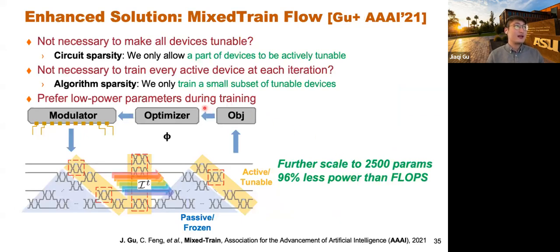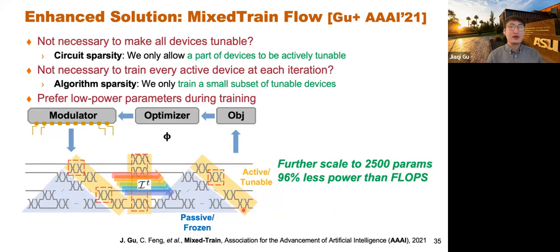So the natural idea is, why do we want to train every device, every circuit during every iteration? It's not very efficient and also it's not necessary. We look at the sparsity during training. We only allow a part of the devices to be actively tunable. For example, the blue part is frozen, it's passive. We only tune those active regions.